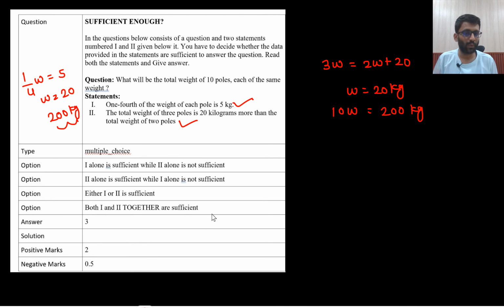So both 1 and 2 together are sufficient? No, they are not required together. If I was given only one statement, I could still have answered this problem. So either 1 or 2 is sufficient. Either of them. You just need to give me one statement and I will be answering that particular problem. So that's the correct option.